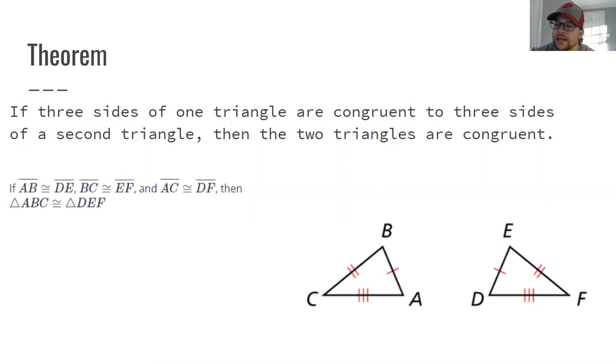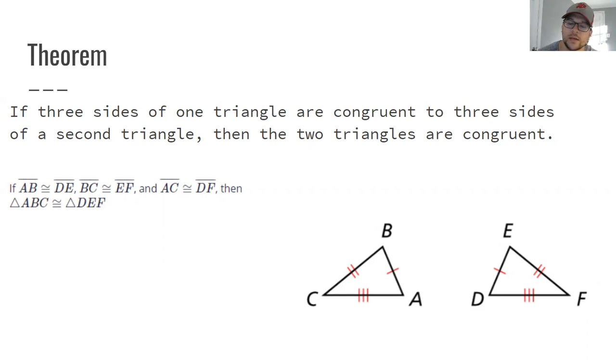So the side, side, side theorem says that if you have three sides of one triangle that are congruent to three sides of a second triangle, then the two triangles are congruent. You don't need any of the angles of the triangles to be congruent. As long as all three pairs of sides are congruent and they are corresponding to each other, then you can write a congruency statement.